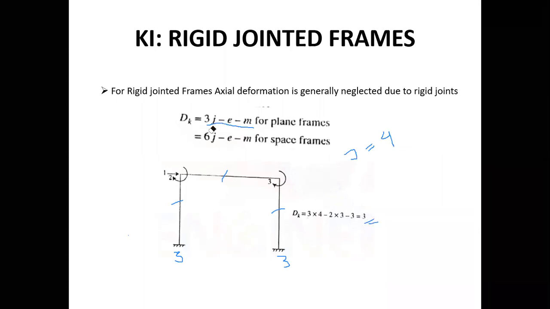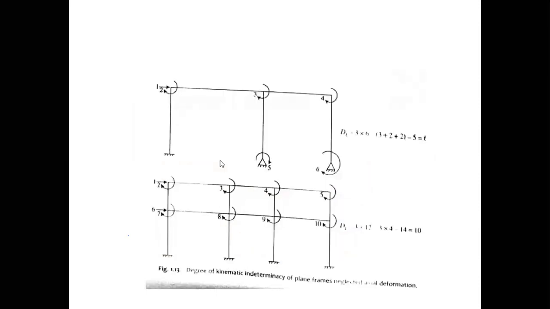Hopefully, you have understood this concept. You just need to remember this formula, 3j minus r minus m in case of a plane frame, and it becomes 6j minus r minus m in case of a space frame. One more thing you need to remember is that axial deformation is generally neglected in case of rigid jointed frames.